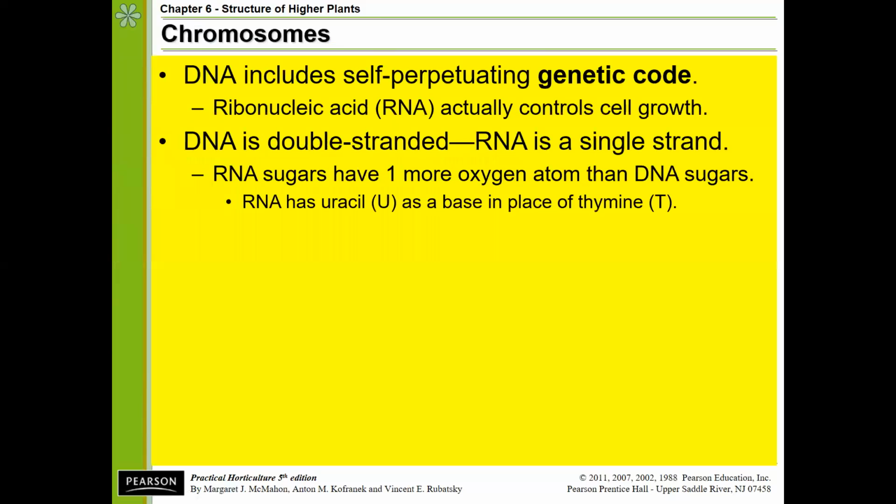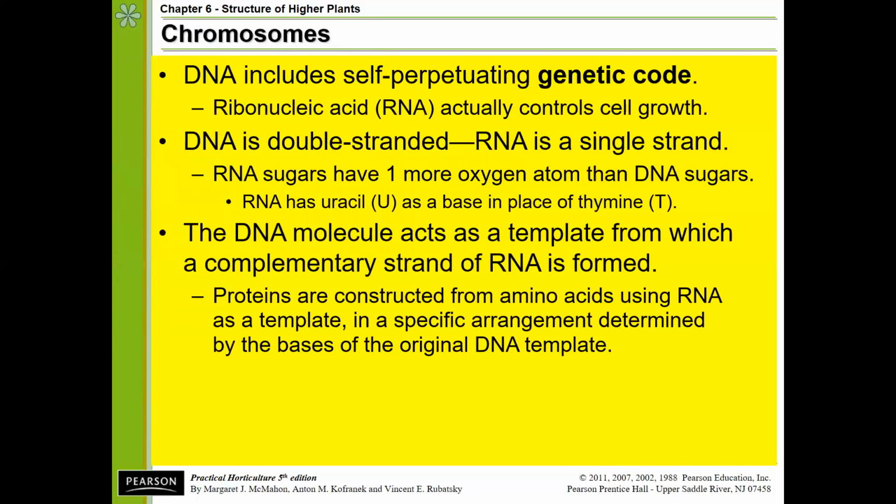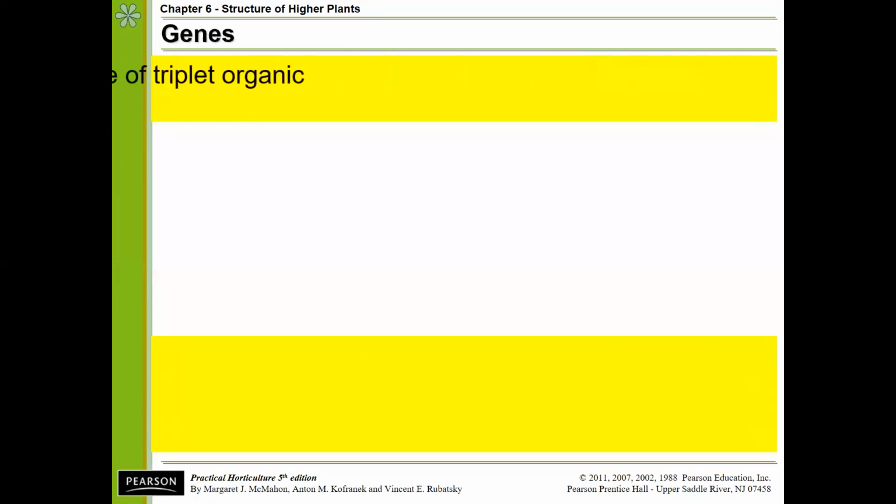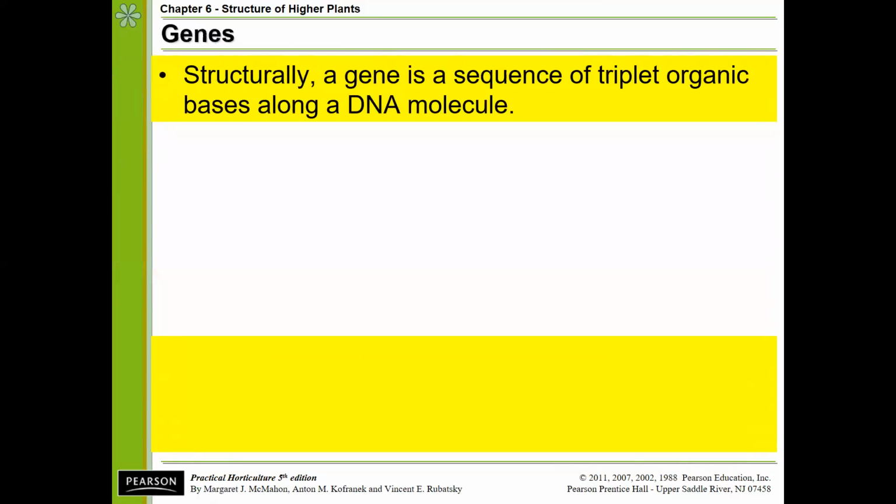DNA is basically self-perpetuating genetic code, but it's the RNA that actually controls the cell growth. DNA is double-stranded, RNA is single-stranded. In RNA, we have uracil replacing thymine as a base, kind of as that transcription factor, as, again, RNA being the template for DNA.